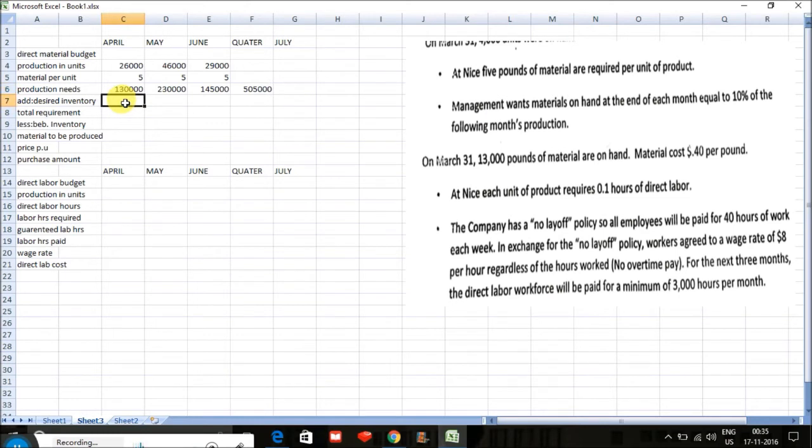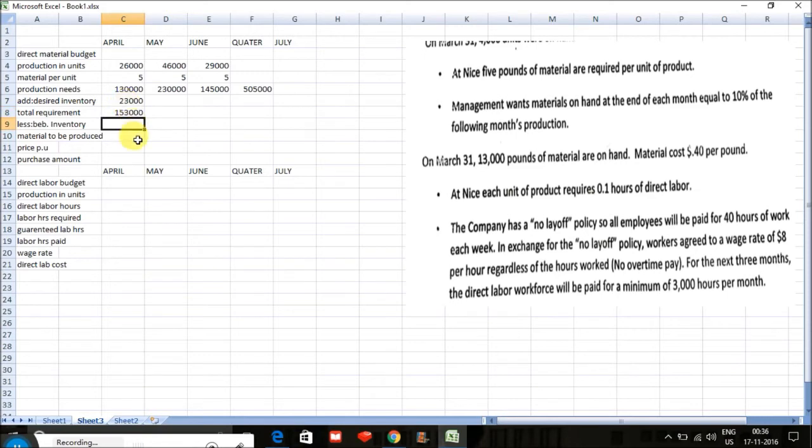Now we will add into this the desired inventory. The desired inventory level that we should maintain at the end of each month. It is given that we should maintain 10% of the following month's production. So next month's production is 2,30,000 units, and 10% of that is 23,000. So we will add back these 23,000 units of material into this month's material requirement to get the total requirement, that is 1,53,000.